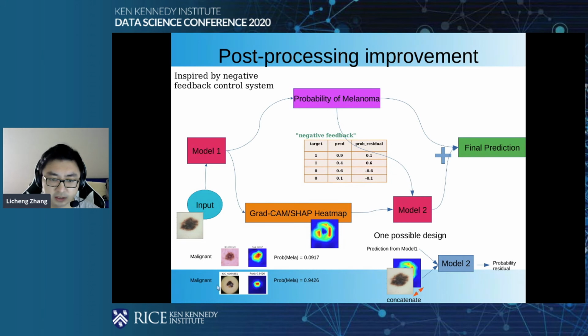One of the inspirations comes from an example like this. They are both malignant, but from model 1, the prediction for this one is more confident, and this one is totally not confident. But from the heat map generated by Grad-CAM, both capture the important region here. So the idea is if we can incorporate this heat map combined with the input and also the prediction from model 1, we want model 2 to estimate the probability residual, so we can use this to improve the results from model 1.